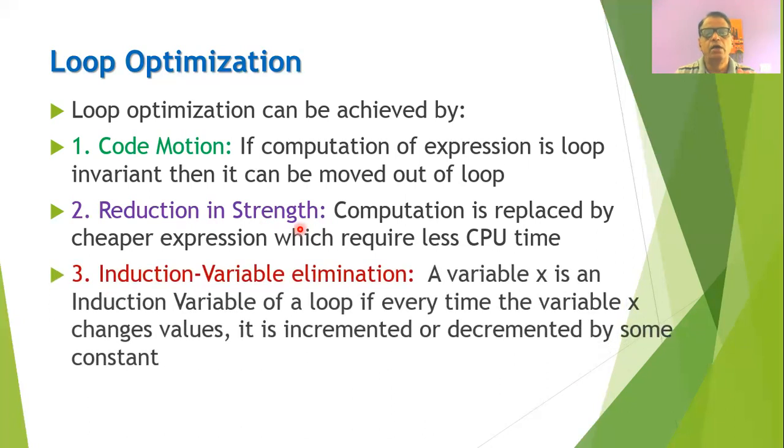Another technique that can be used in the loop optimization is being called as the induction variable elimination. Now we know that whenever we have a variable x, this variable x can be called as an induction variable of a loop, if every time the variable x changes value, it is incremented or decremented by some constant. So if it is locked with the iteration of the loop, then such variable can be called as an induction variable. And this induction variable can be eliminated in the loop. And if you are able to eliminate the induction variable, then ultimately what you are doing is that you are achieving the loop optimization.